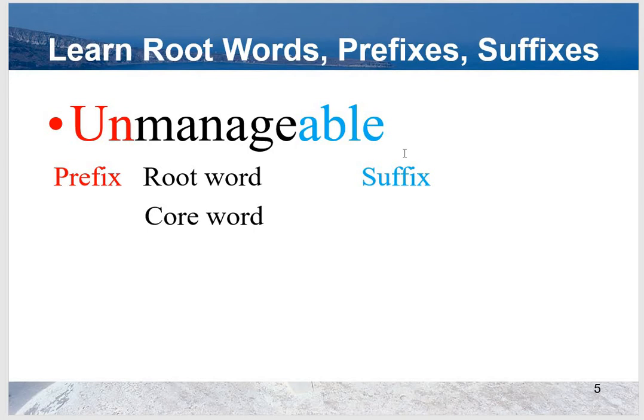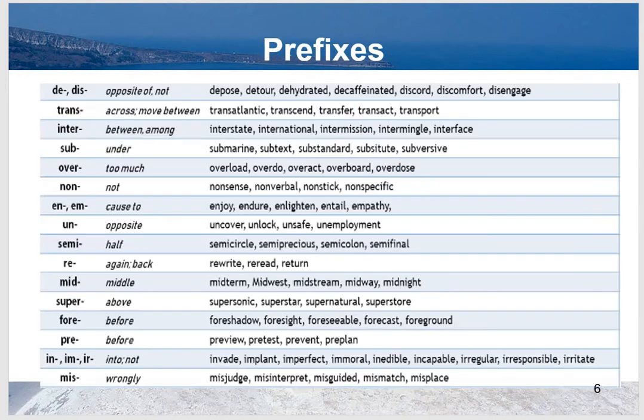Okay. So in "unmanageable", un is the prefix, manage is the root word, and able is the suffix. If you learn a list of prefixes and suffixes, it means you have covered almost 30% of vocabulary. I share with you a few prefixes. Like dis, it means opposite. Depose, detour, dehydrated, decaffeinated, discord, discomfort, disengage.